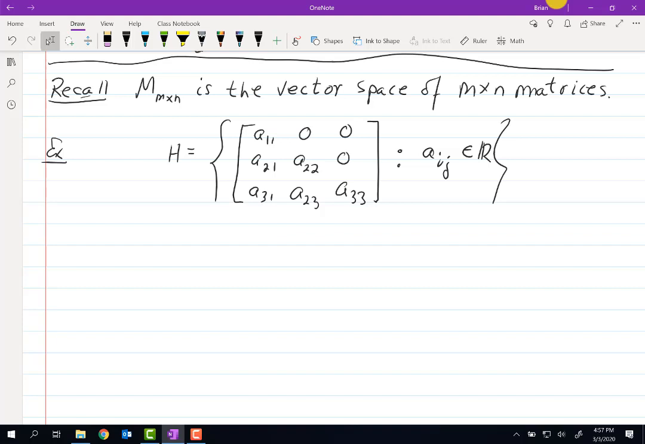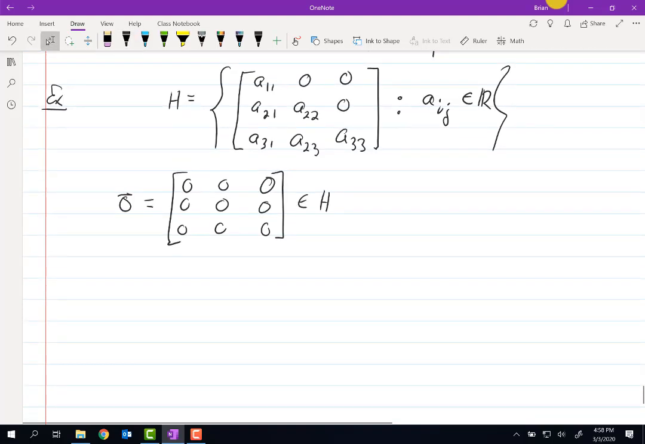But for the first part, the 0 vector, which is just the matrix of all zeros. Here I'm in M3 by 3. I probably should have picked something a little more exotic, but I didn't. That, of course, is in H, so I've got that. Remember, I've got three things I've got to prove. There's one. The second one is if I add them together.